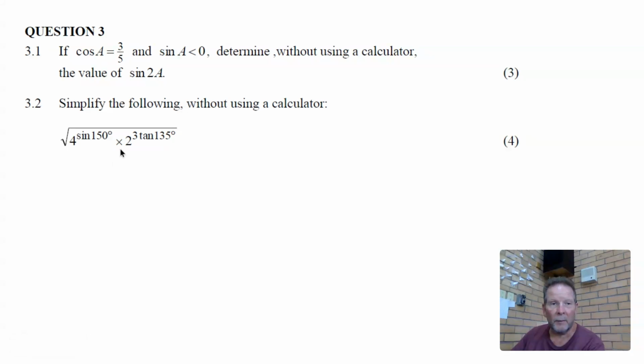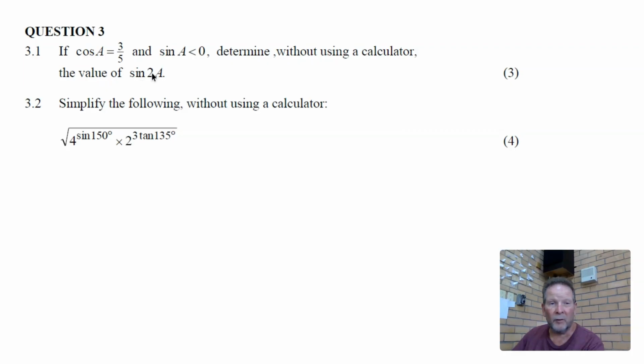Let's try this question here. It starts off with cosine A is 3 over 5. Well, that's making a triangle in Pythag trig. They tell us that the cosine's positive, but the sine is negative. That could only be in the fourth quadrant. Find the value of sine 2A.